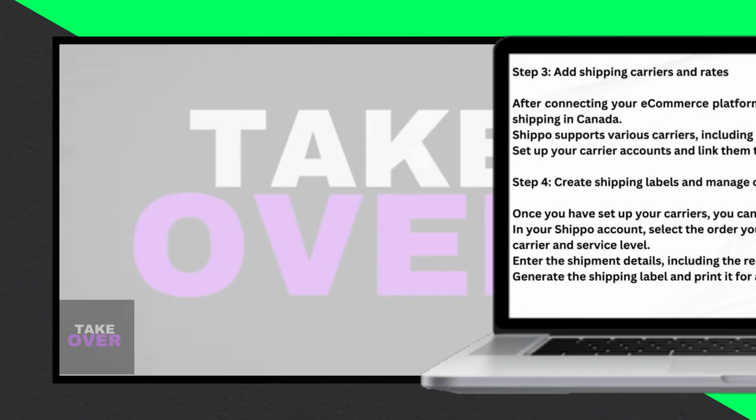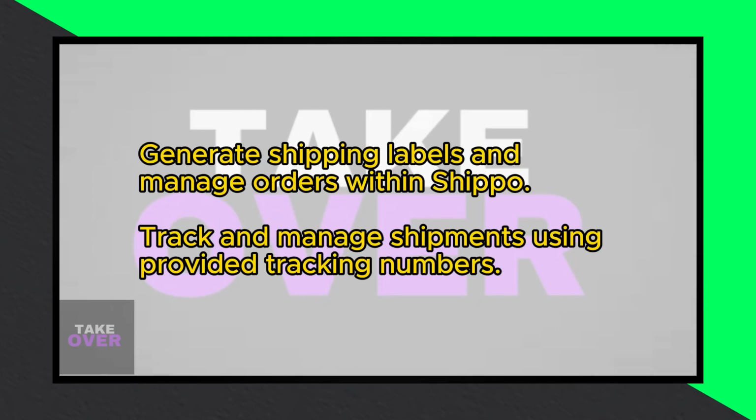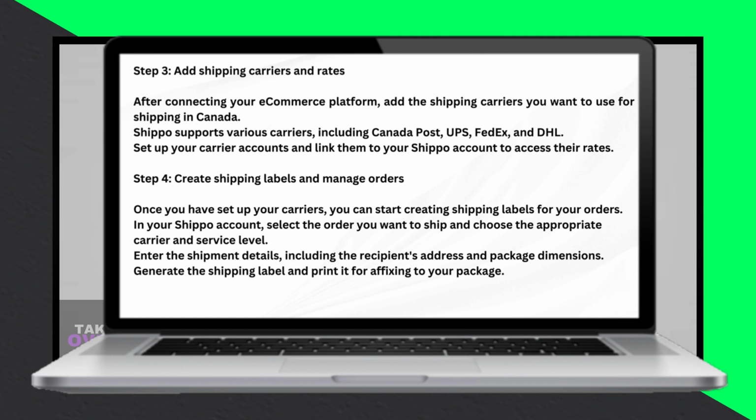Moving on to step 4, creating shipping labels and managing orders. After setting up your carriers, start generating shipping labels for your orders within your Shippo account. Select the order, choose the carrier and service level, enter shipment details, and generate the label for printing.